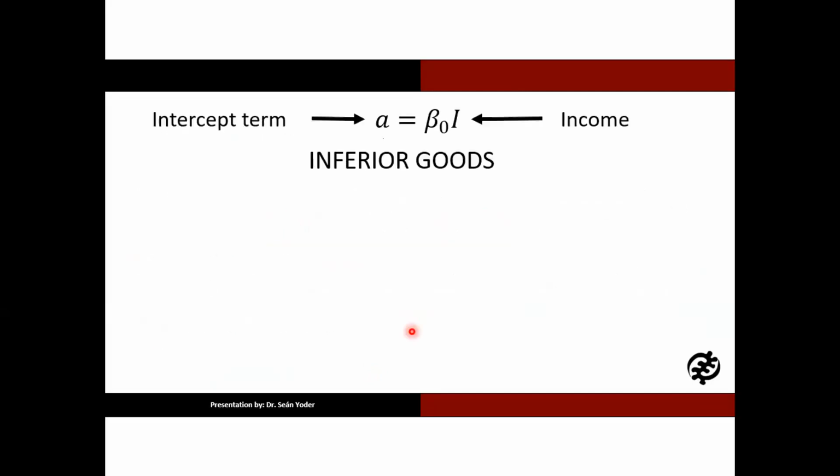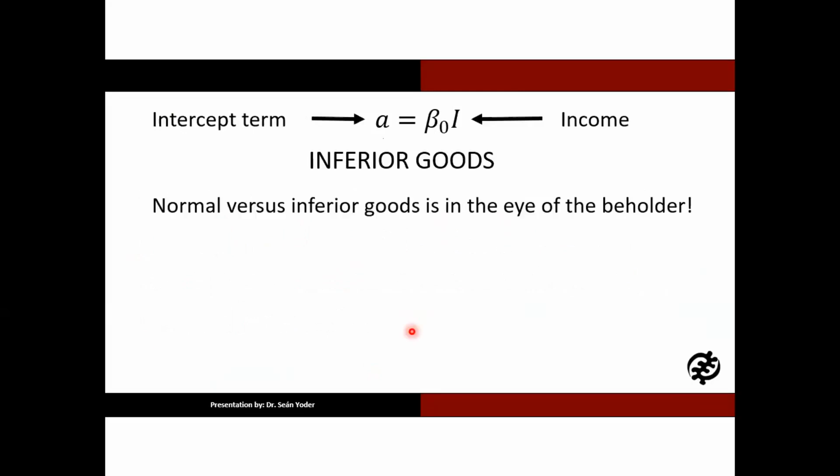So let's talk about inferior goods. Inferior goods have some weird attributes. Number one, normal versus inferior goods is in the eye of the beholder. Can be. So I have two children, the spawn of Sean. Mercifully, they're not in the room right now. They know I tell this story, and it's totally true. But they get a little nervous whenever I tell the story.